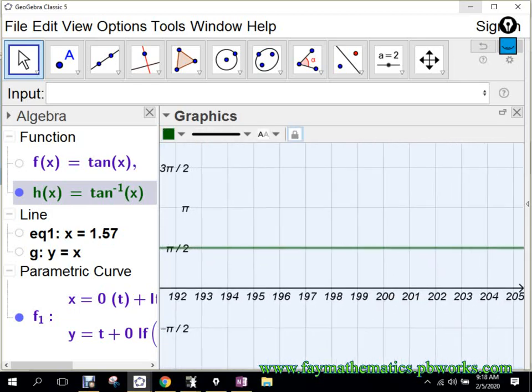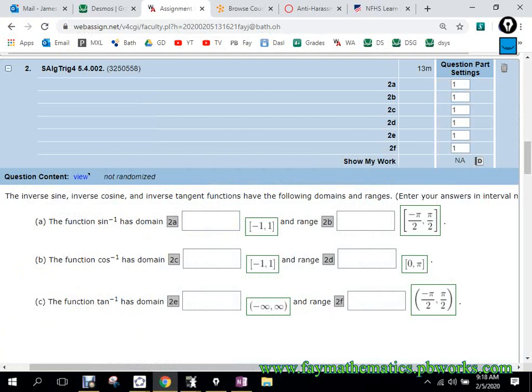Okay. So domain for the tangent inverse is all real numbers, and then the range, because of those asymptotes, is negative pi over 2 and pi over 2. And because they're asymptotes, we can't get to them, so that's why we use parentheses there.